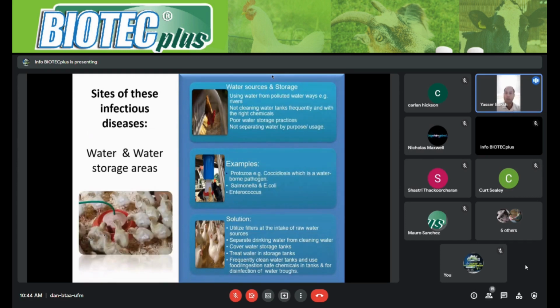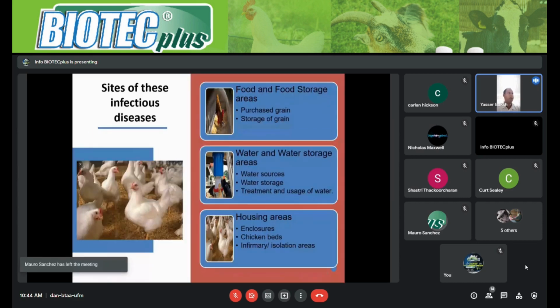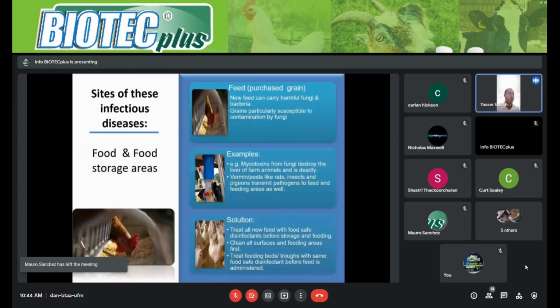Of course, troughs are your water troughs, right? Sites of the infectious disease, as we're moving on. Remember, the previous slide here was food, water, and housing. So we finished the food areas. We are now on to housing.